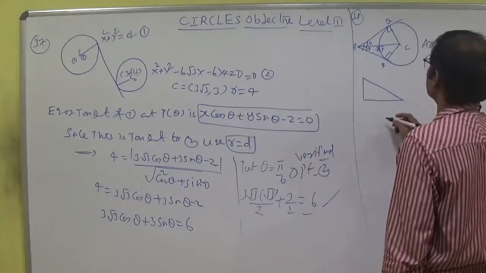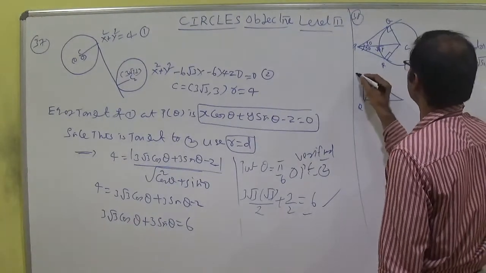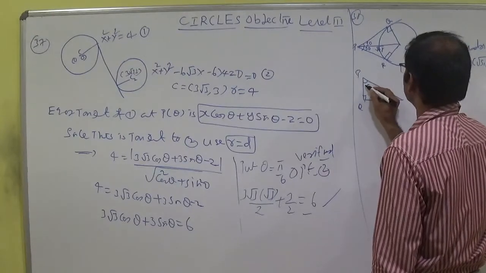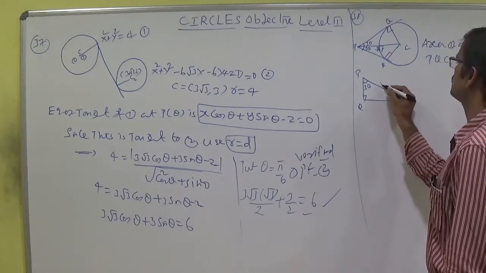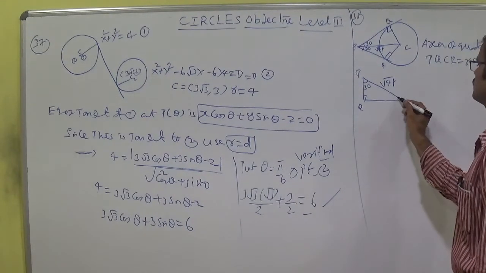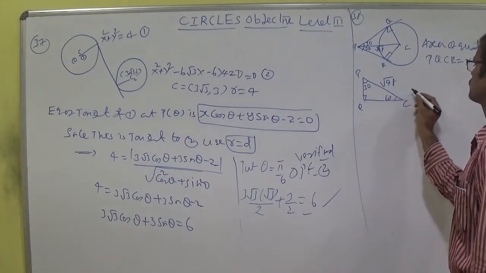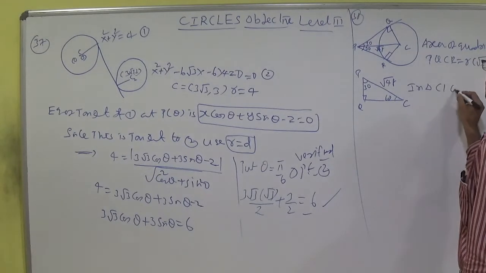Let us discuss like this. Q is 90 degrees, put P here, here it is 30 degrees and this is C. CP is equal to root 48, given. This is 60 degrees, so we can put in triangle CPQ.